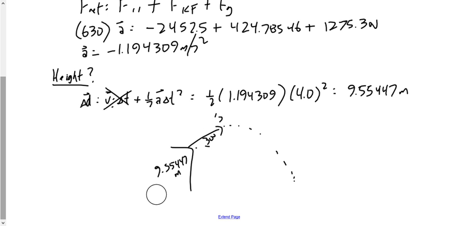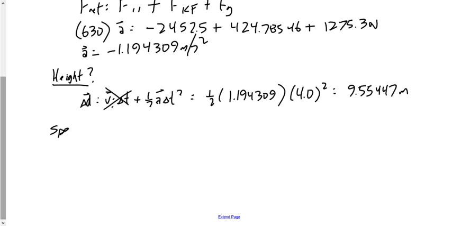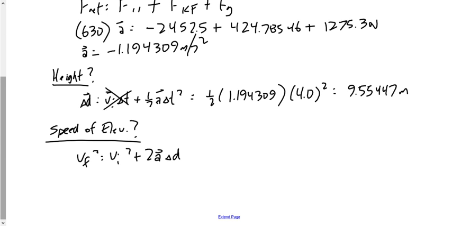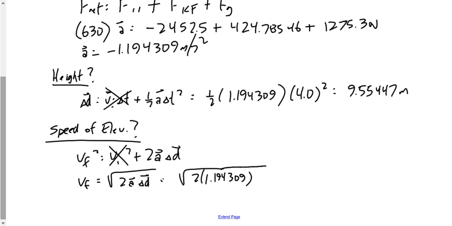I want to find out how fast the elevator is moving when the ball was released. I'm going to say VF squared equals VI squared plus 2AD. VI is 0, so VF is equal to the square root of 2A times delta D, which is the square root of 2 times 1.194309, the acceleration we already calculated, times the displacement that we just found.